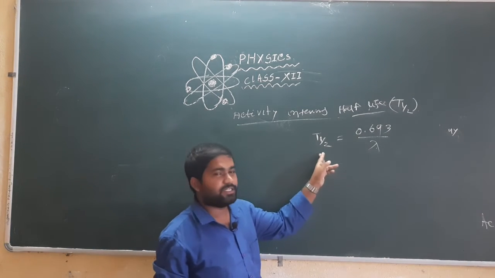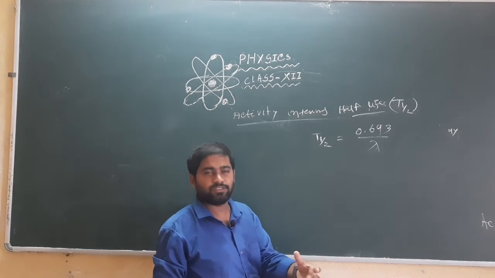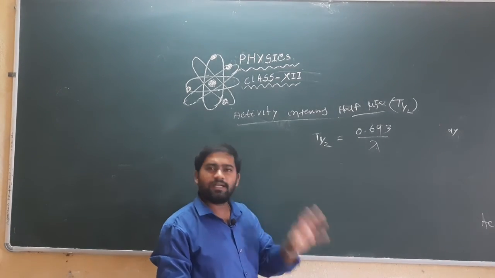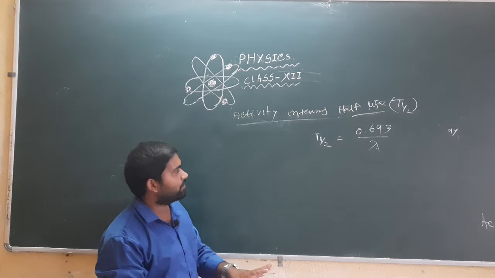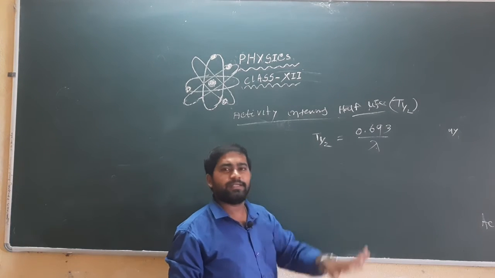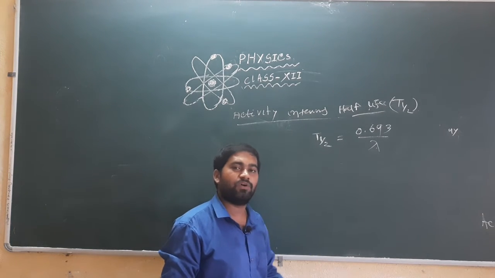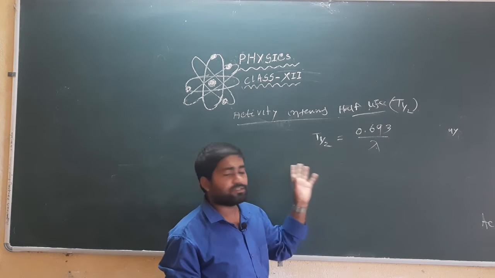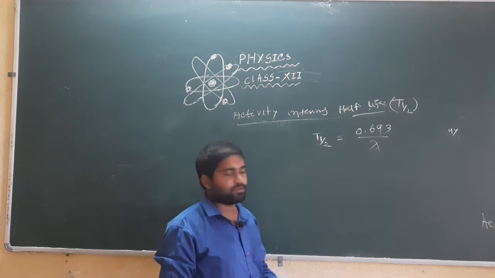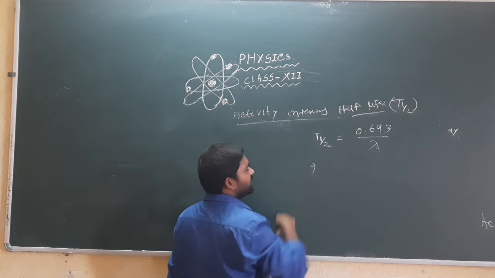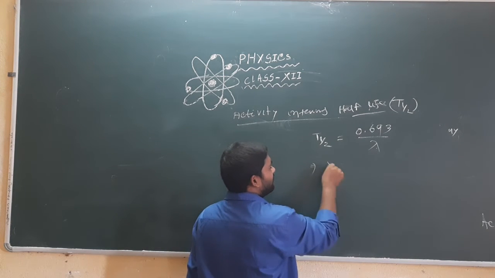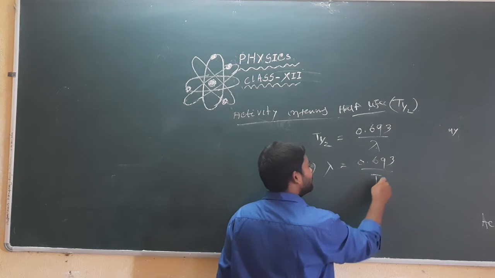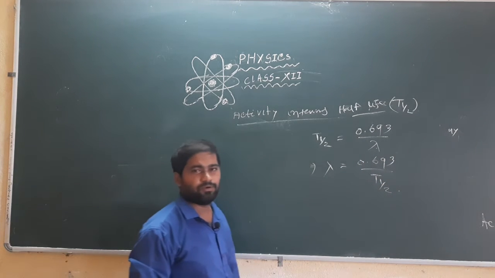Half life is the time at which half of any radioactive sample decays, and that time is known as half life. The half life of any radioactive sample always depends inversely on the rate of decay, that is, on the decay constant. So that implies lambda equals 0.693 divided by T half.